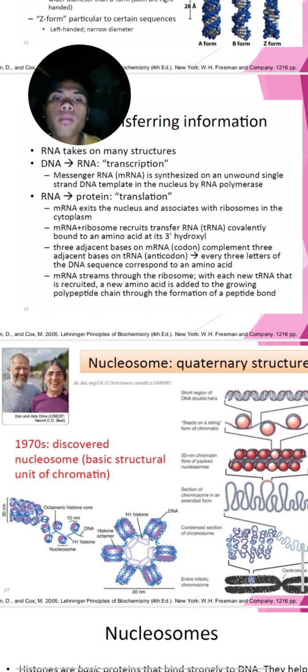tRNA is covalently bound to an amino acid at its hydroxyl. Three adjacent bases on mRNA, which is the codon, pair with three adjacent bases on tRNA, which is the anticodon. Every three letters of the DNA sequence correspond to an amino acid. So mRNA streams through the ribosome with its newly recruited tRNA. A new amino acid is added to the growing polypeptide chain through the formation of a peptide bond.